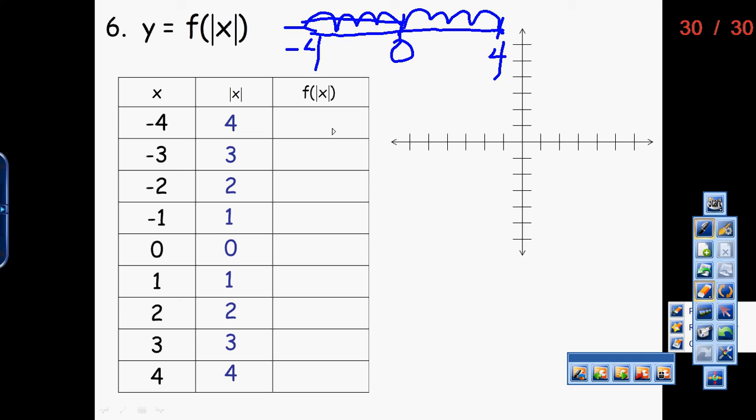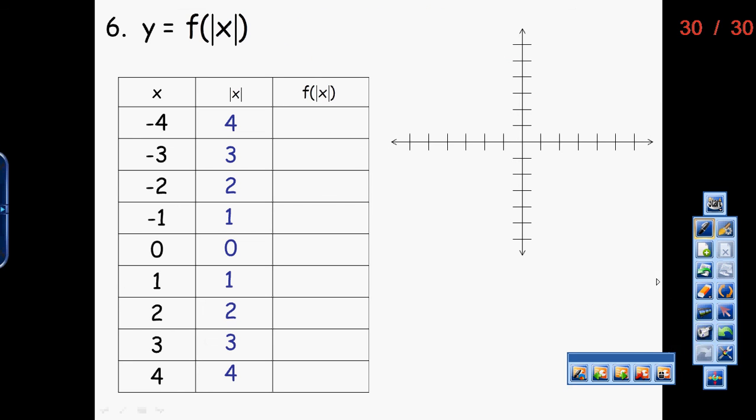So now that I have the absolute value, now I want to actually use my function and plot my points. So when I do, these are the points I'm going to get. I'm going to get a -2, a 0, a 2, and so forth. And I'm going to plot these coordinates. Hopefully you're plotting yours on your graph as well.